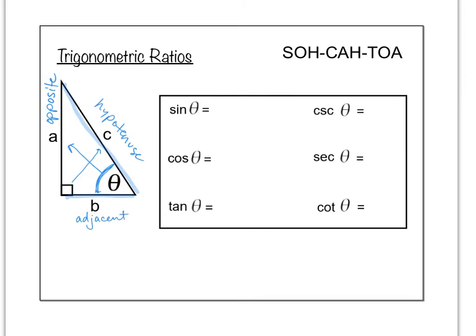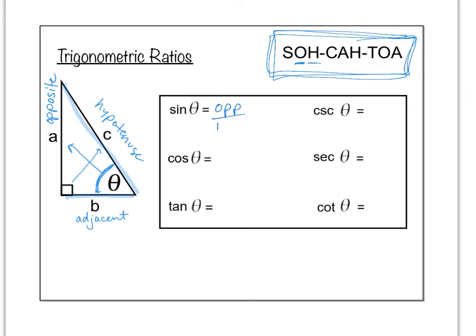Next, please direct your attention up here to this little saying that I'm outlining, SOH CAH TOA. Now remember, this is the shortcut for remembering the trigonometric ratios, the basic functions. So sine is opposite over hypotenuse. Let's jot that down. Sine is opposite over hypotenuse. Cosine is adjacent over hypotenuse. Tangent is opposite over adjacent.